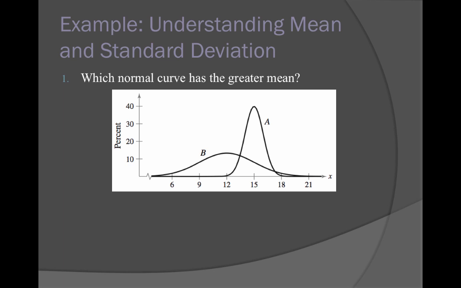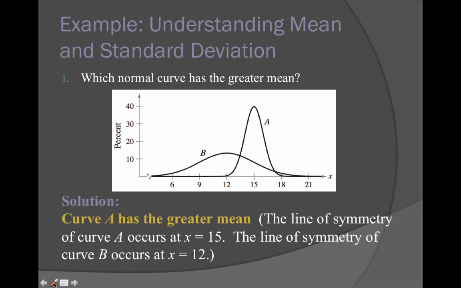Which normal curve has the greater mean? Below we see two symmetric distributions. Which one has the greater mean? What are we looking for? What we're looking for is the line of symmetry. Note on B, the line of symmetry is around 12, whereas on distribution A, the line of symmetry is around 15. So curve A has the greater mean.